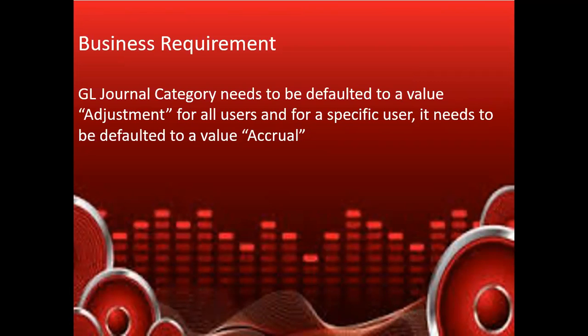So for all the users, whenever they log into Fusion and get into the GL journal entry screen, they should be able to see the default journal category as adjustment. But for a specific user, I want that value to be defaulted to accrual. Now let's see how we can achieve this requirement.